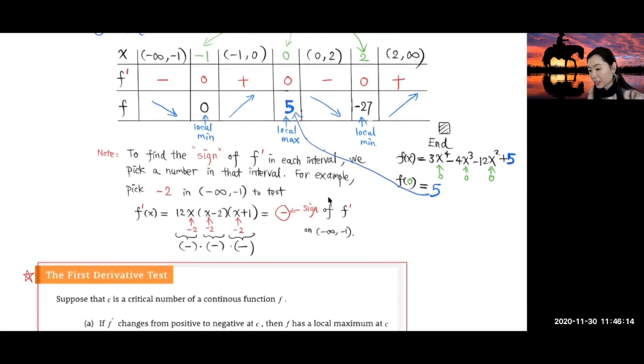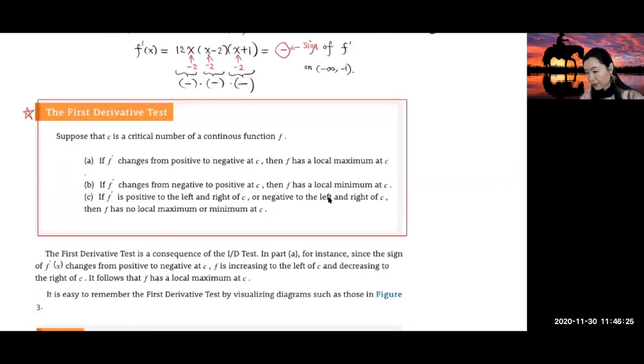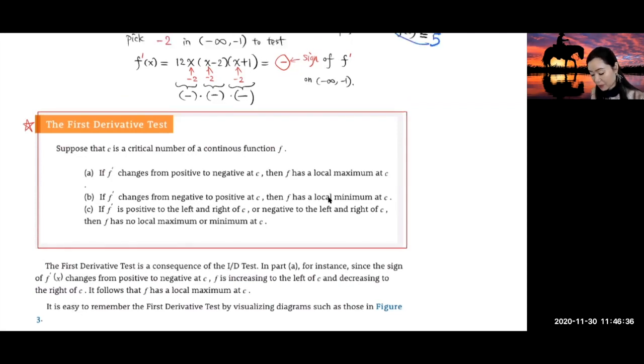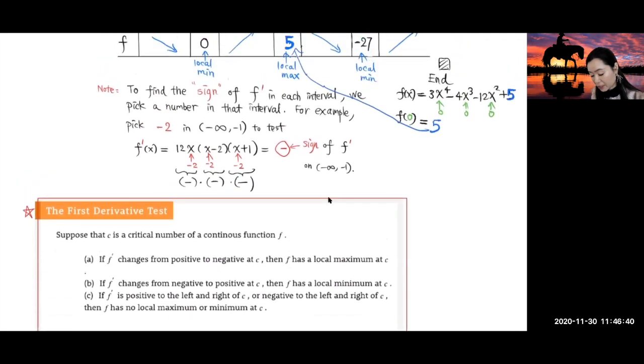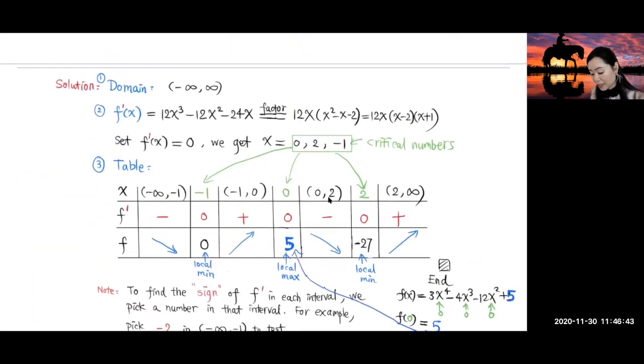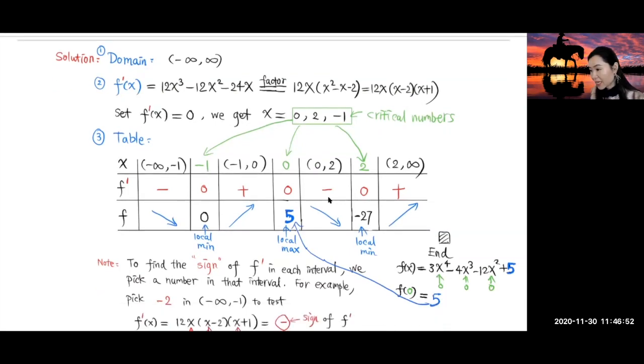Any other questions? What we have gone over is called the first derivative test. So let me review the steps with you. In the first derivative test, we first get the domain for the function, and then you take the first derivative to find the critical numbers. And then the third step, we organize a table. So 3 rows: x here, f prime here, f here.